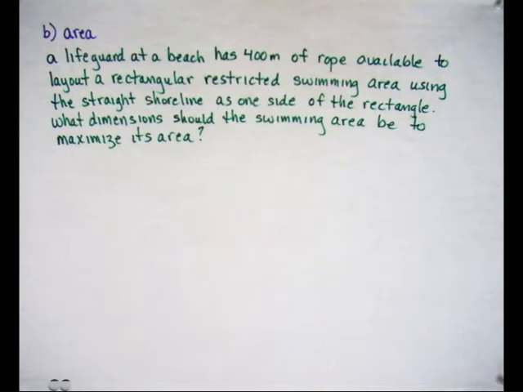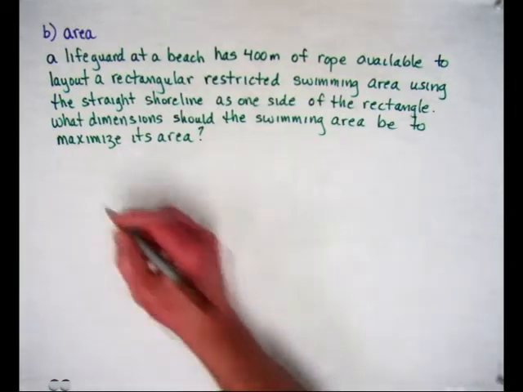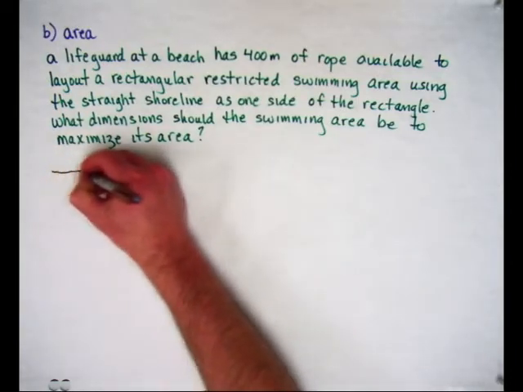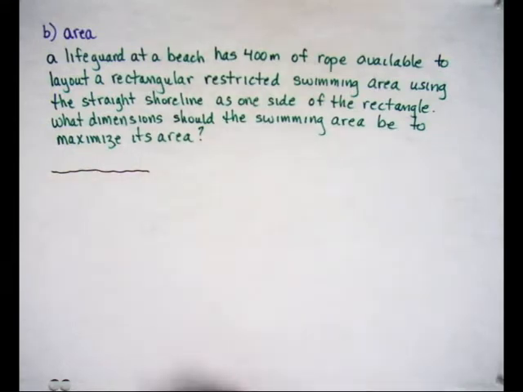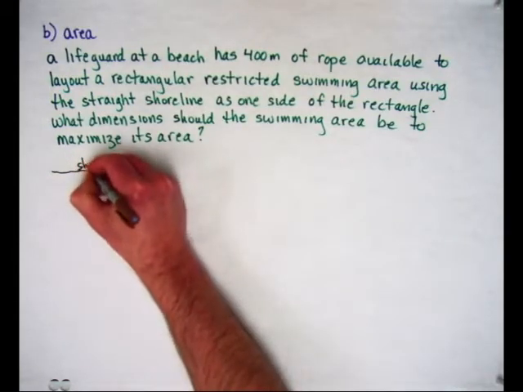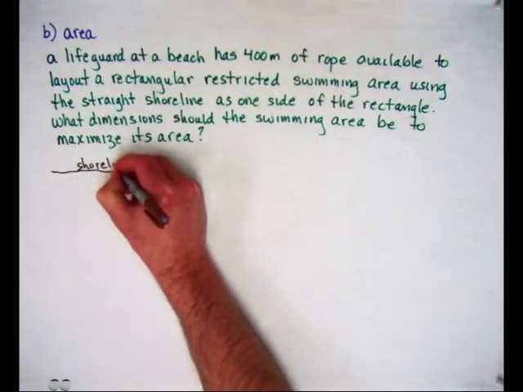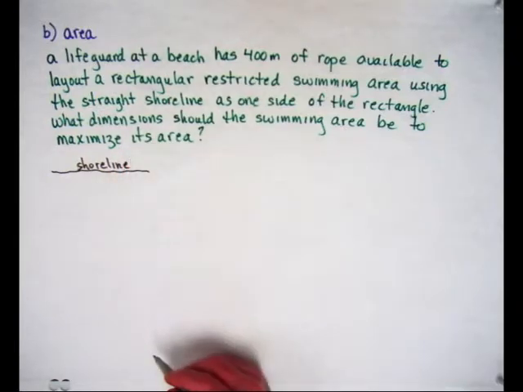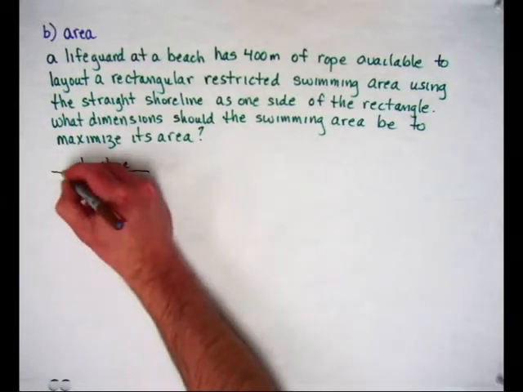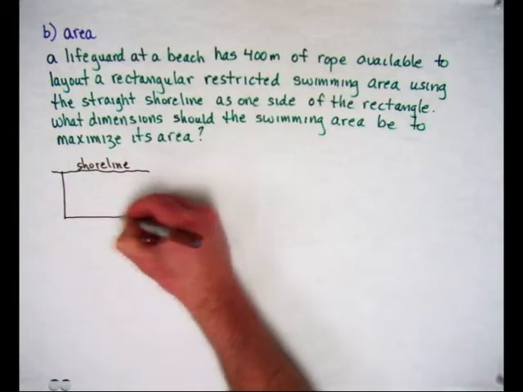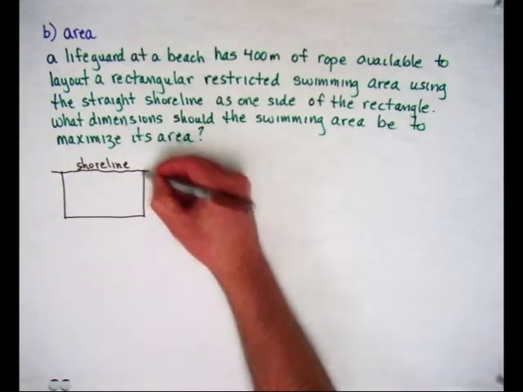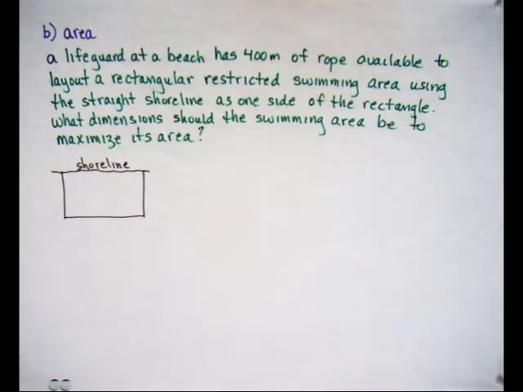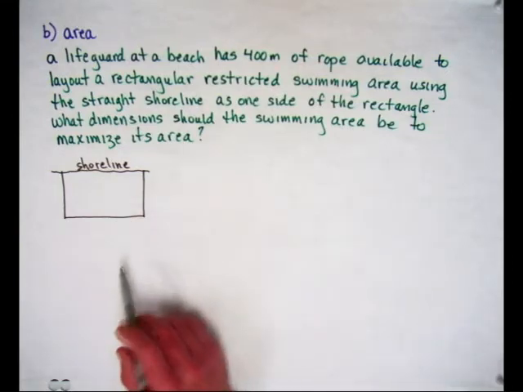So here's a question where I think a picture is kind of handy. So what we have here is, let's say this is the shoreline right here. What the lifeguard wants to do is they want to rope off a rectangular swimming area. So they want to rope off something like this, and they have 400 meters of rope in which to do it. Now they obviously don't need rope for the shoreline, so what we need to do is assign our variables.